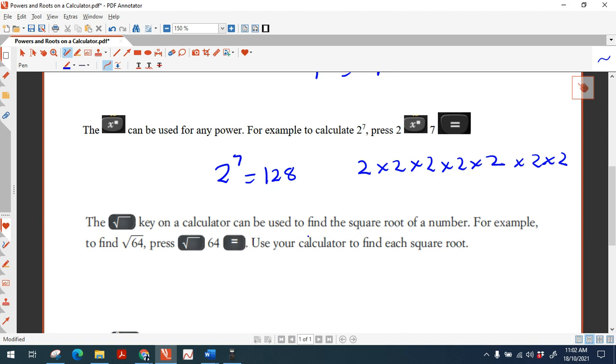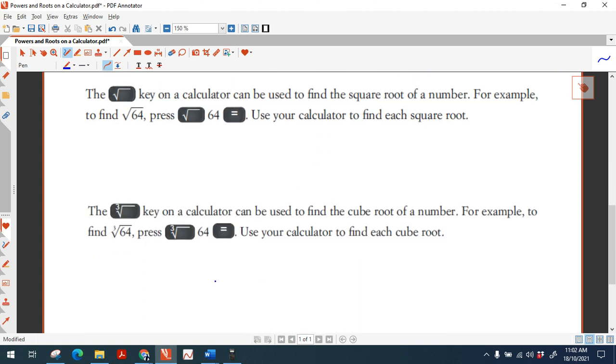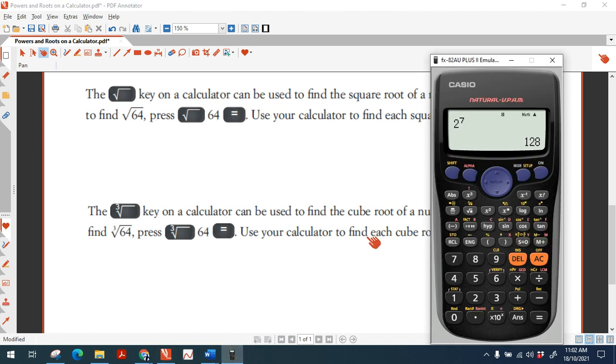And we can also do square roots on our calculator. Let's have a look. The square root key on our calculator can be used to find the square root of a number. So for example, to find the square root of 64, press the square root button, 64 equals. So let's do that now.